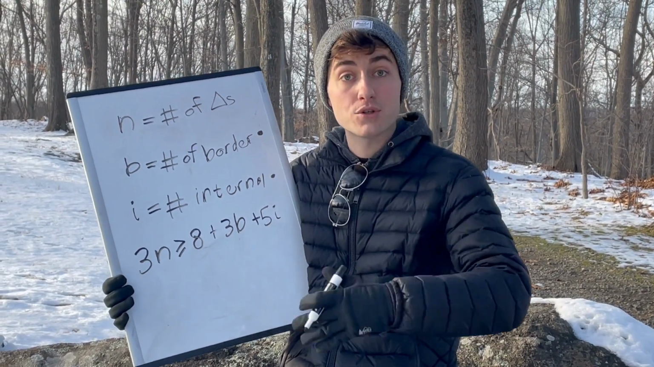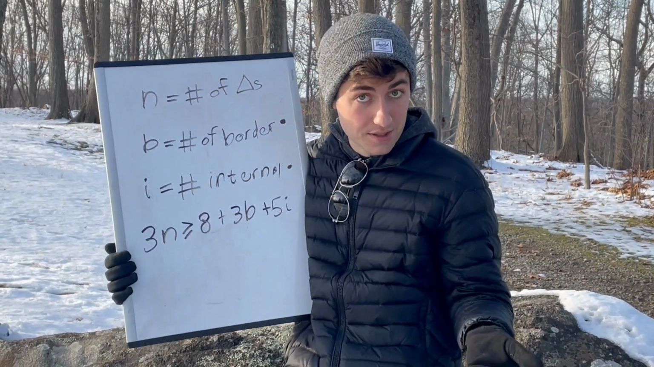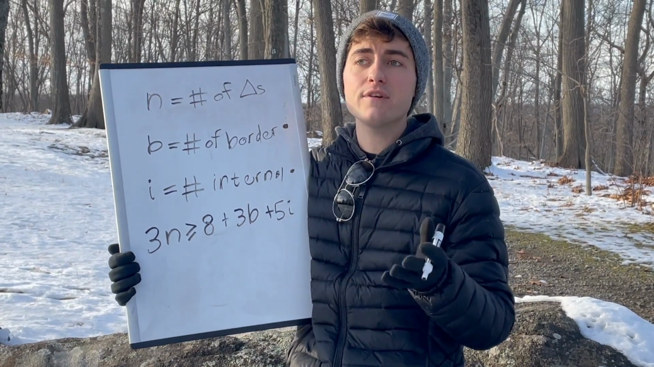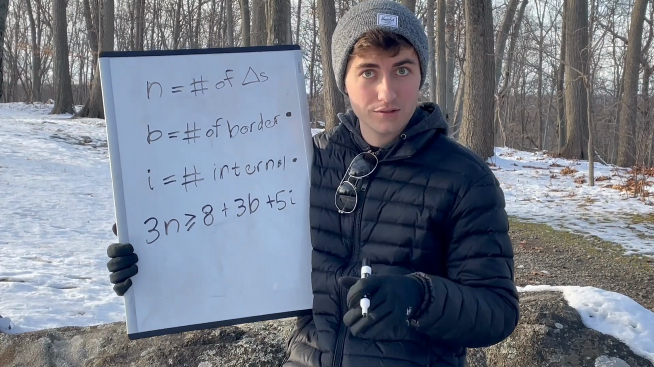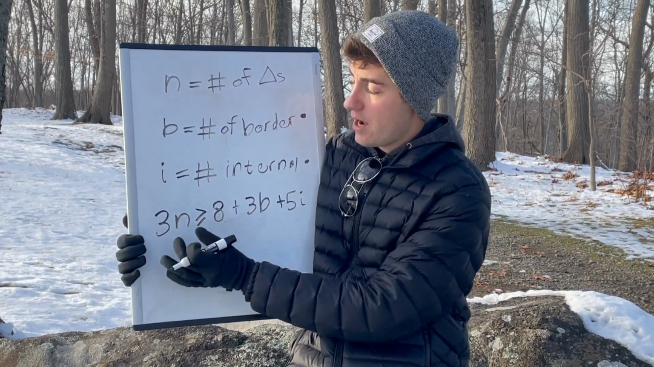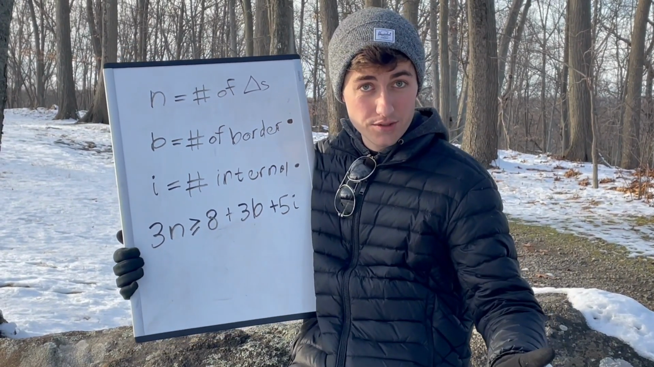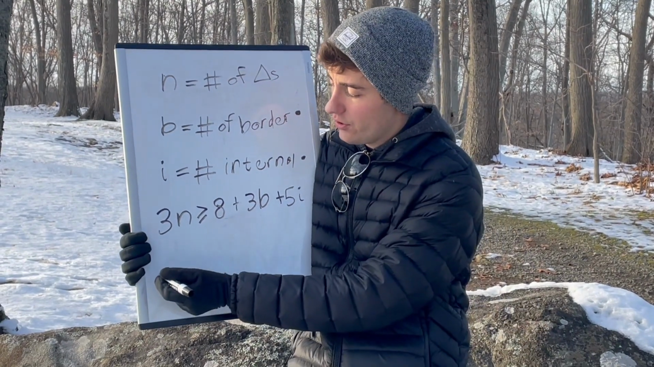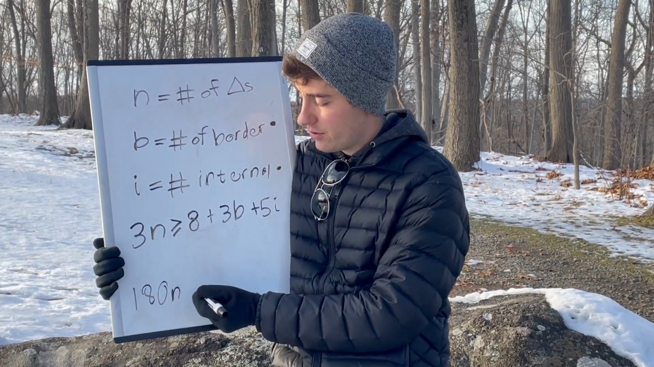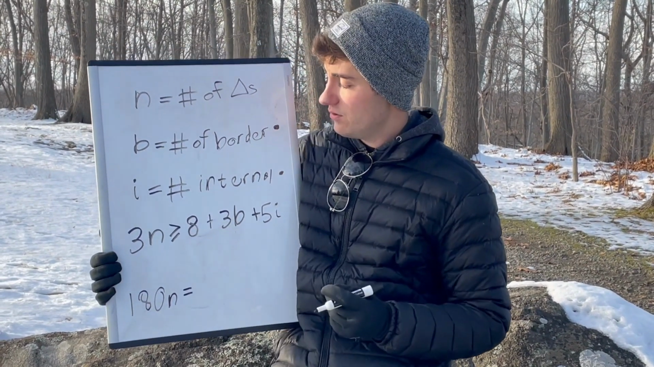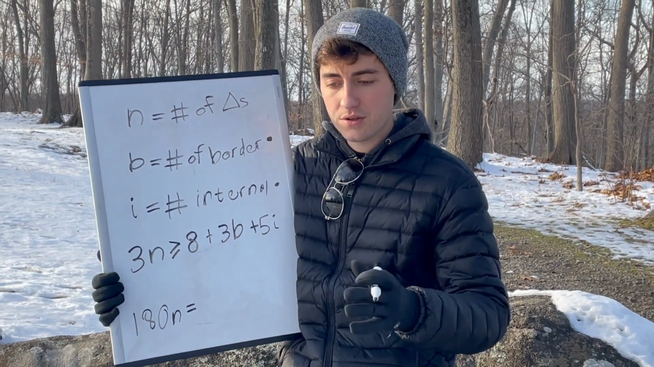Well, we can talk about the total amount of angles inside of each triangle. We know that every triangle has 180 degrees of angle in them. So if we ask how many triangles we have, n triangles, the total angle inside of all the triangles is going to be 180 times n, where 180 is the number of degrees.